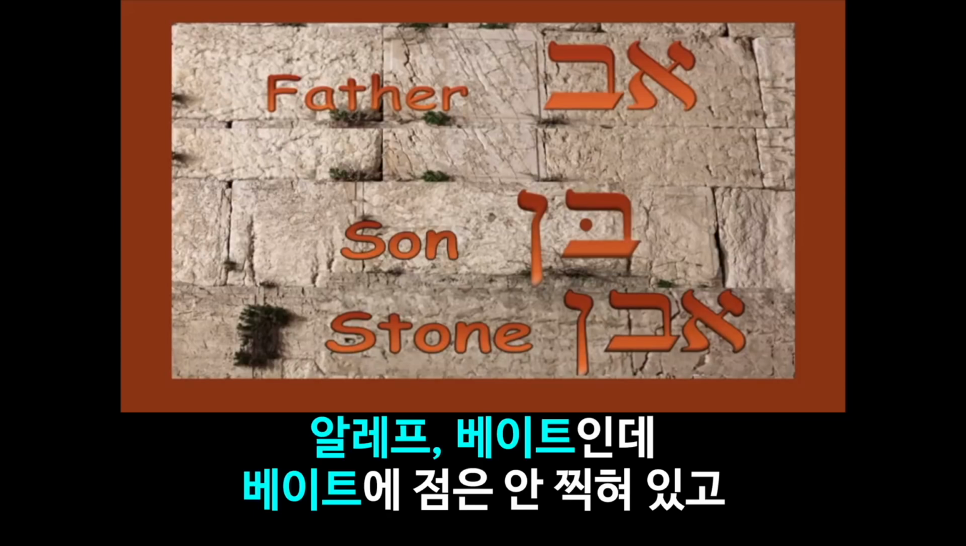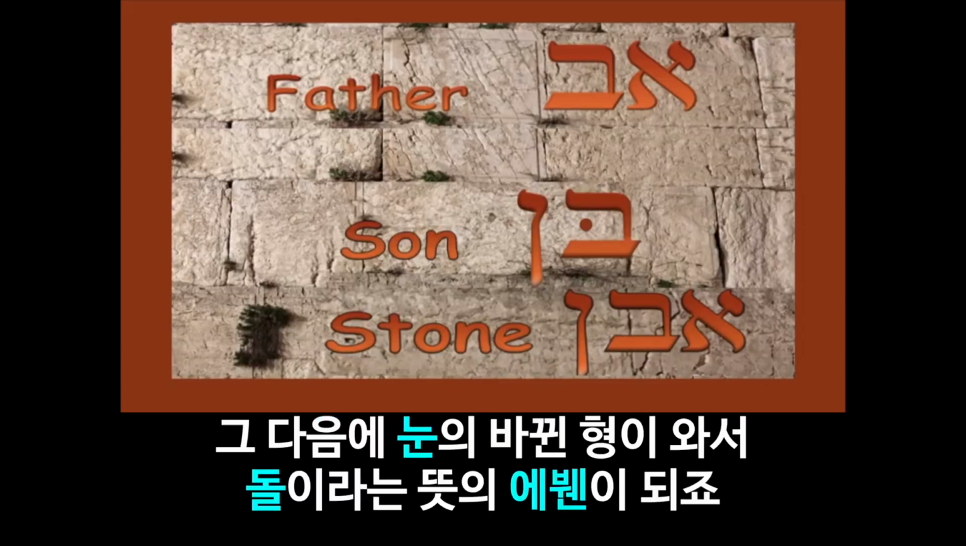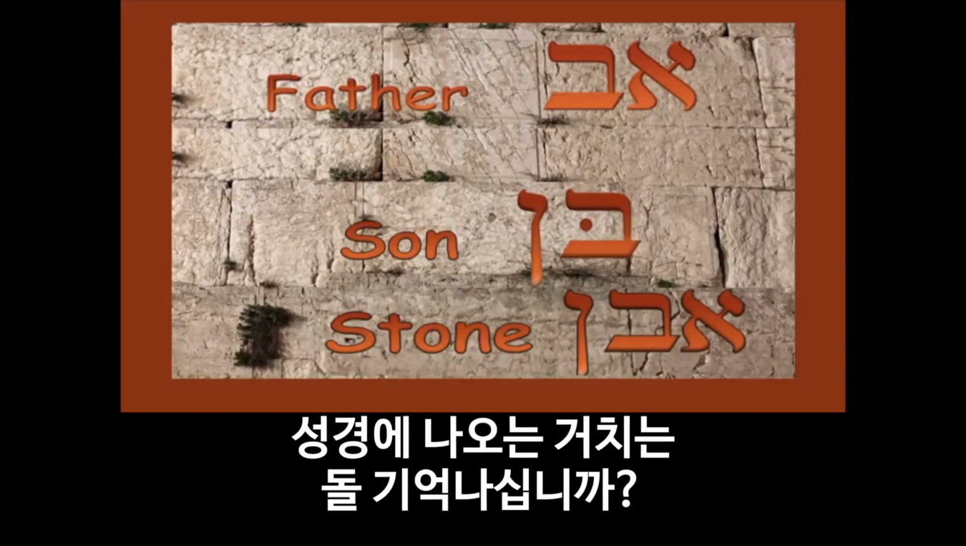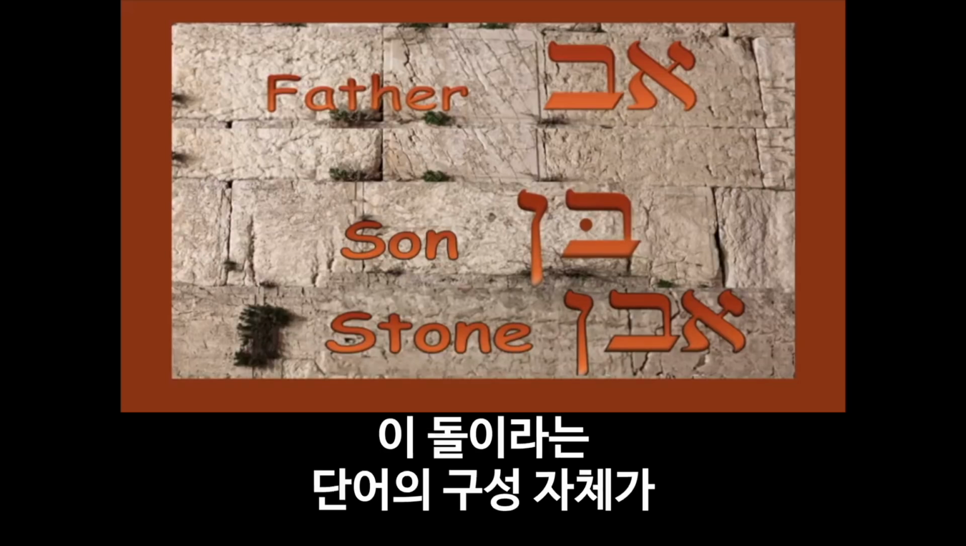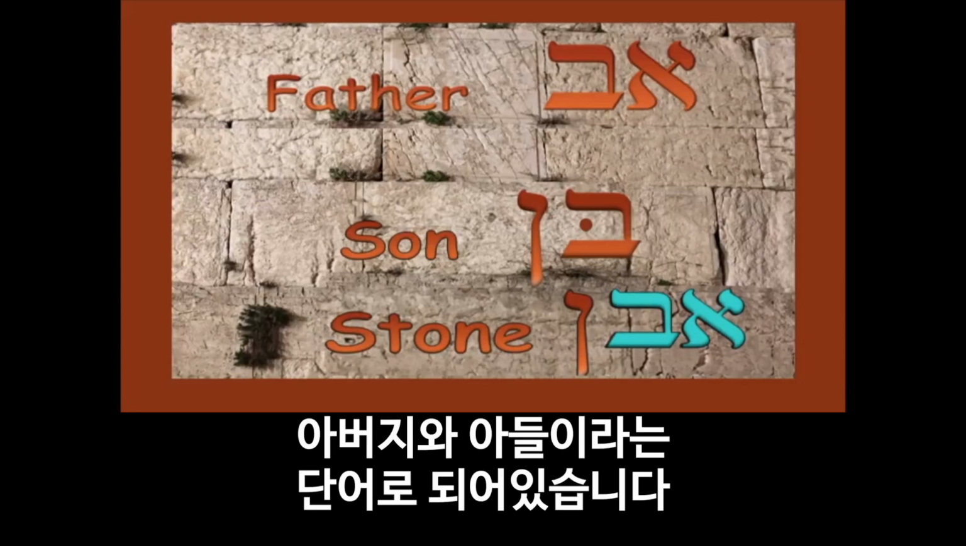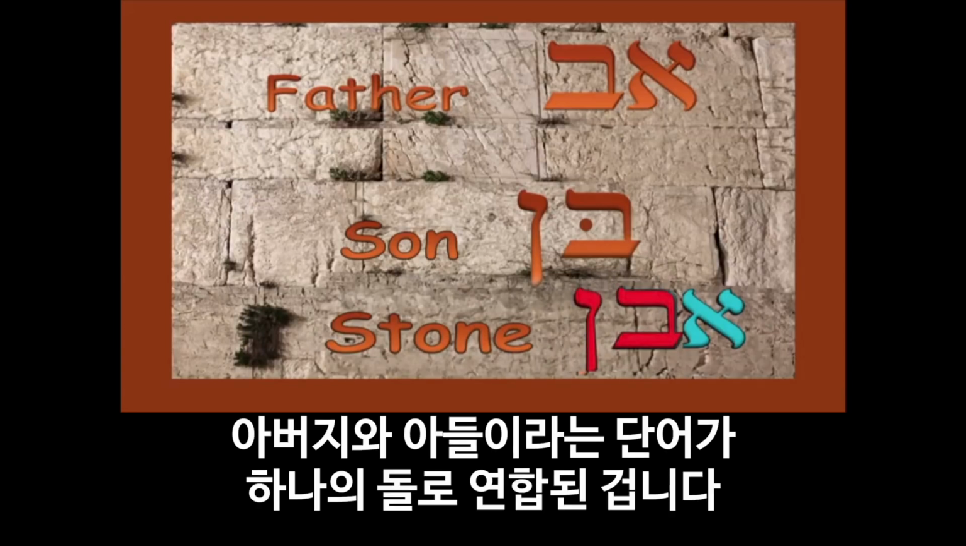Here you have the Aleph Bet, Ev. There's no vowel in the middle of the bet. And the final noon, stone. Well, remember the Bible talks about a stumbling stone that people stumble over? Messiah is the stumbling stone, right? Well, look at the very Hebrew word for stone. It's made up of the word father and the word son. The very word stone is made up of the Father and the Son as one stone.